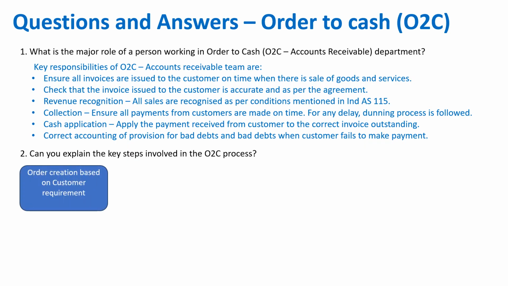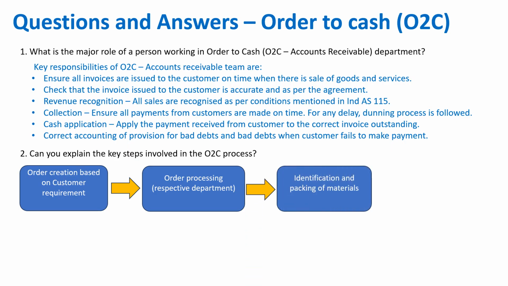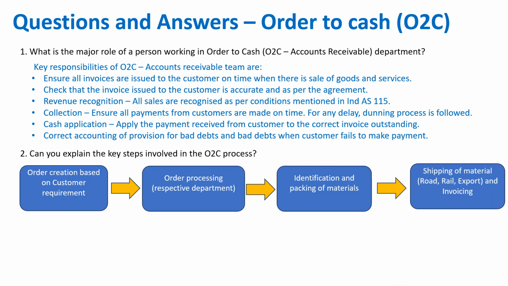The first step is order creation based on customer requirement. So when the customer wants to buy something, the supplier has to create an order for that. And the same order is distributed to the respective department who has to act on the sale. What happens next? Identification and packing of material based on the customer requirement. And once the goods are identified, they are shipped to the customer. It could be rail, it could be road, it can be exported. And when the goods are shipped, at the same time, the invoice is printed or generated from the accounting system.